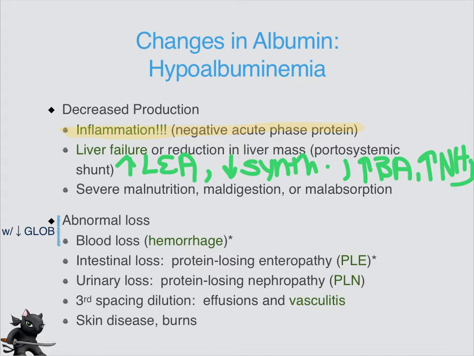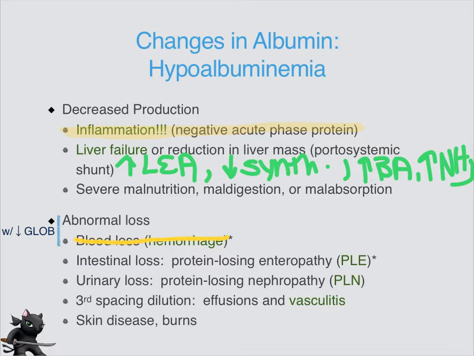So you've got a low albumin, you go, what could it be? First thing I want you to do, inflammation, inflammation, inflammation. Is it inflammation? Then start building other things. How's the liver doing? Is this something that the albumin is being lost with the globulin? So here, when we have our blood loss, we've already talked about this.